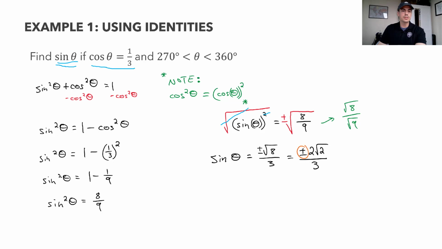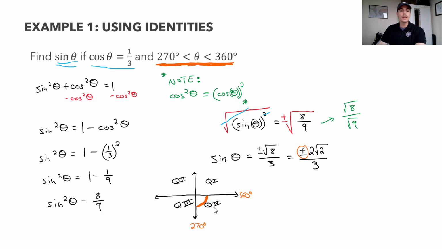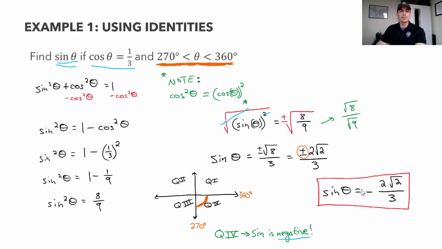Now, what are we going to do about this plus or minus here? We don't want to leave it there because we are given this information right here. We're given this boundary for our theta. Now, if I were to draw out my quadrants, hopefully you see and remember that between 270 and 360, well, that's quadrant 4. Now I have to think, is sine positive or negative in quadrant 4? Well, it's below my horizontal axis, so in quadrant 4, sine is negative. So I can go ahead and drop the plus or minus, and I'm just going to say that sine of theta is equal to negative 2 root 2 over 3.